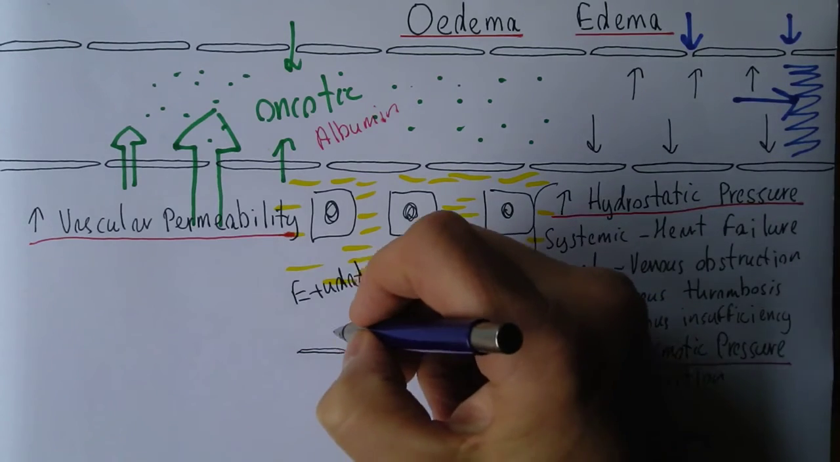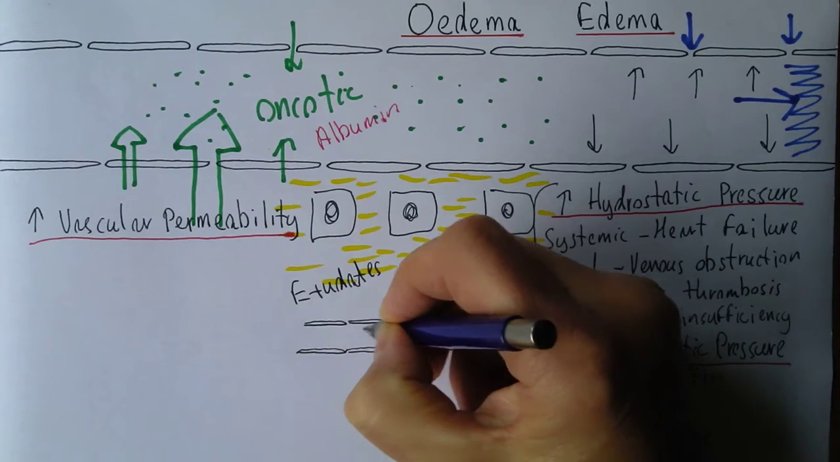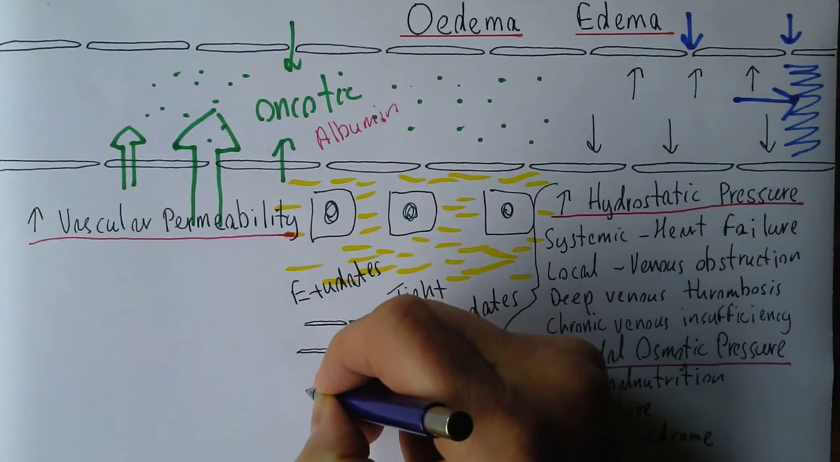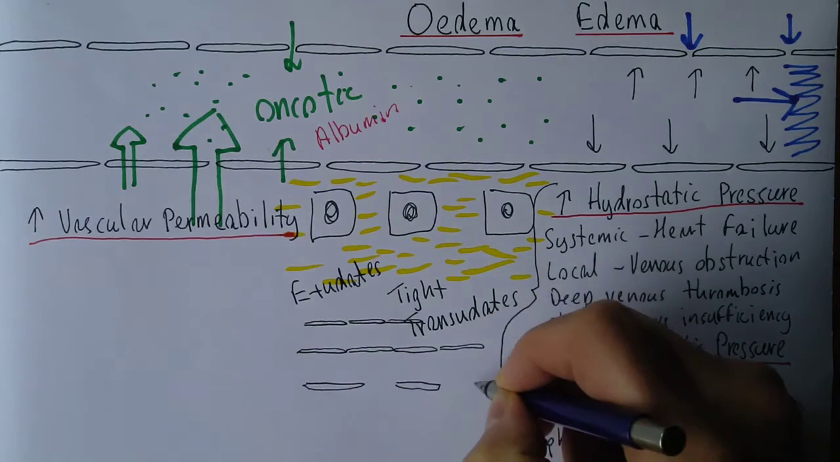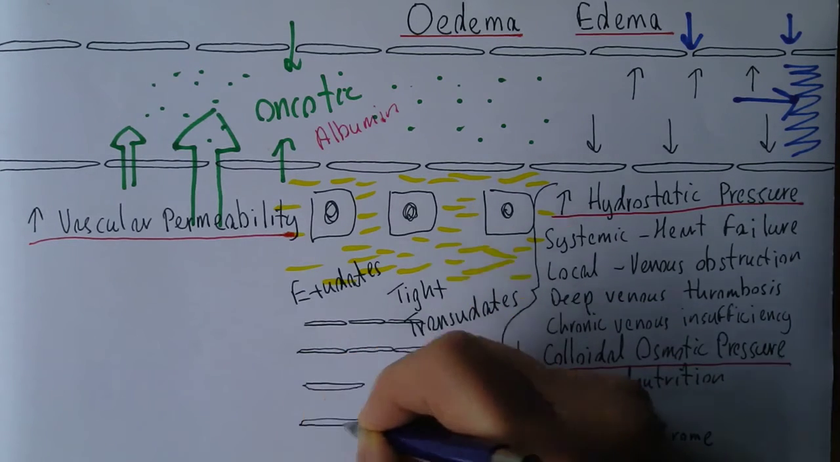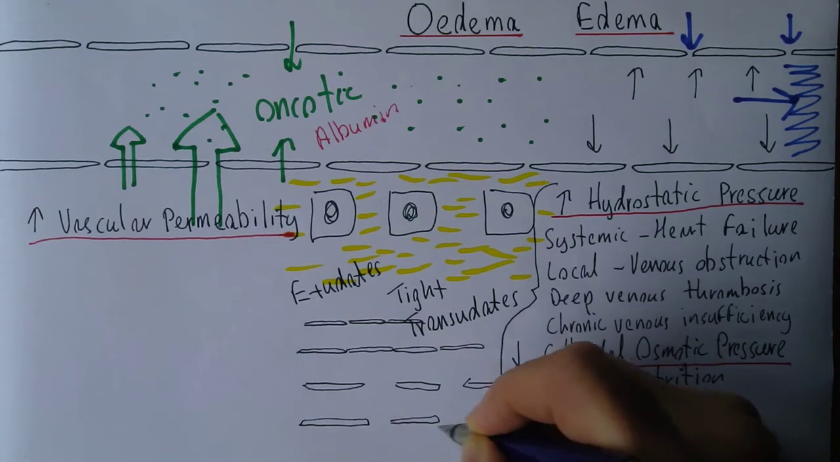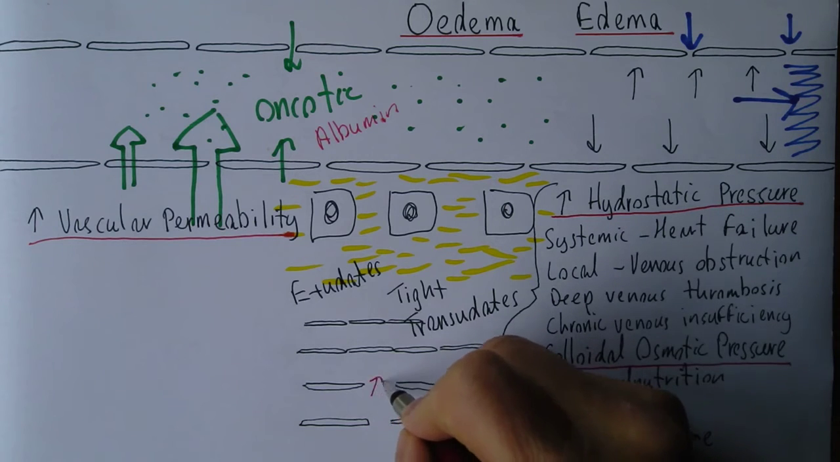So instead of having tight junctions like this, if there's increased vascular permeability, these are going to widen out. There's going to be bigger gaps between the individual endothelial cells. And I think you can see through these bigger gaps now, there's plenty of spaces for bigger material to get out.